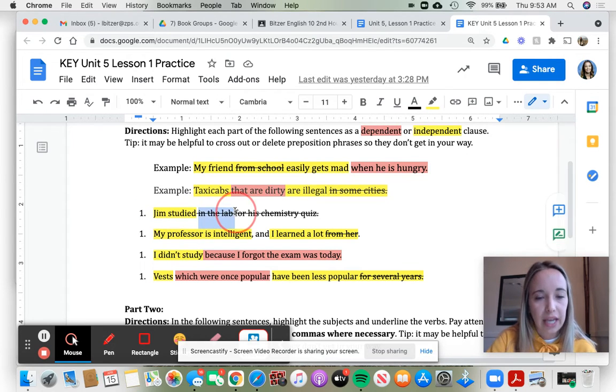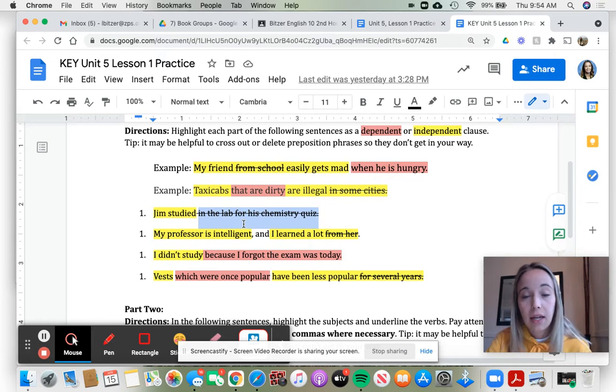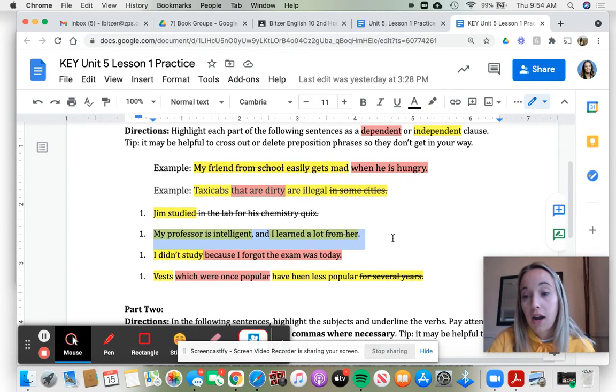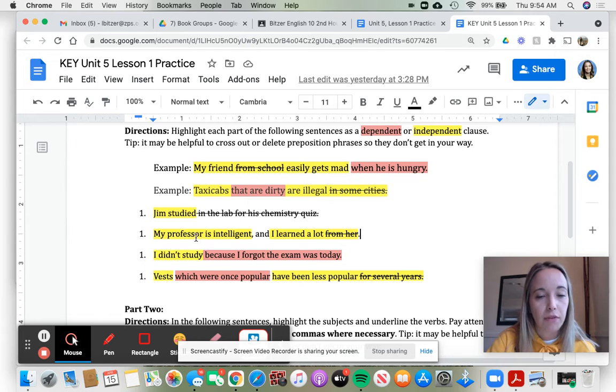I crossed out in the lab for his chemistry quiz because we have 2 prepositional phrases. So we got those out of the way. If you labeled these as dependent, that's fine. They are dependent. They're dependent on the rest of the information, the first part. But I crossed them out because they're prepositional phrases. Now, the second one is an example of sentences are not always going to have dependent clauses within them. I crossed out the from her, the prepositional phrase, but my professor is intelligent, makes sense on its own. It's got a subject, it's got a linking verb.